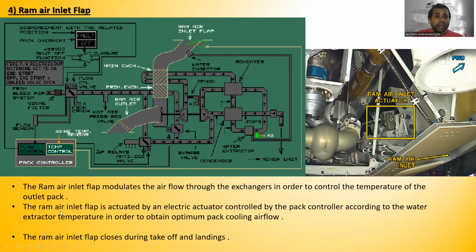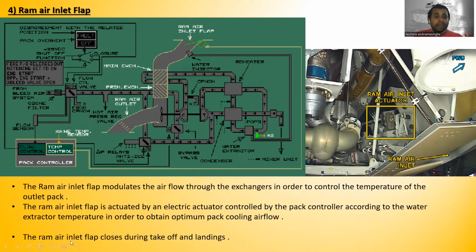So the ram air inlet flap is actuated by an electric actuator. This is the electric actuator, controlled by the pack controller according to the water extractor temperature in order to obtain optimum pack cooling airflow. This actuator is controlled by the pack controller, according to the water extractor temperature sensor signals.